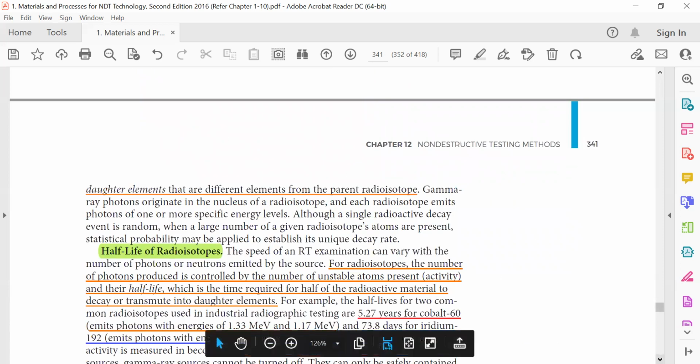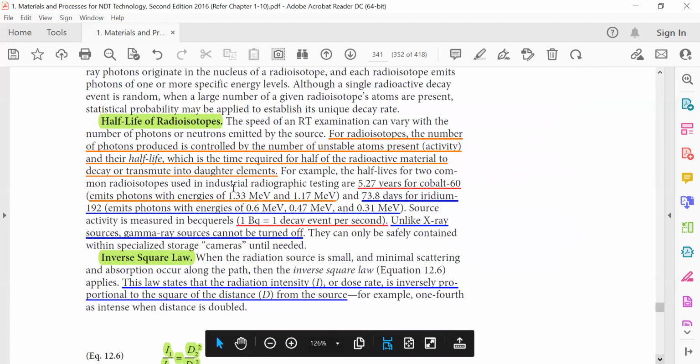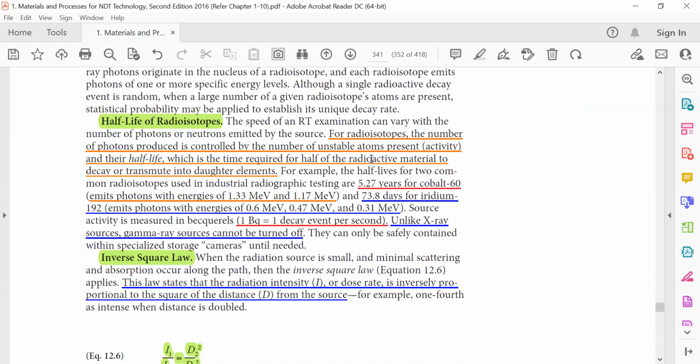Half-life of a radioisotope. For radioisotopes, the number of photons produced is controlled by the number of unstable atoms present, the activity, and their half-life, which is the time required for half of the radioactive material to decay or transmute into daughter elements.